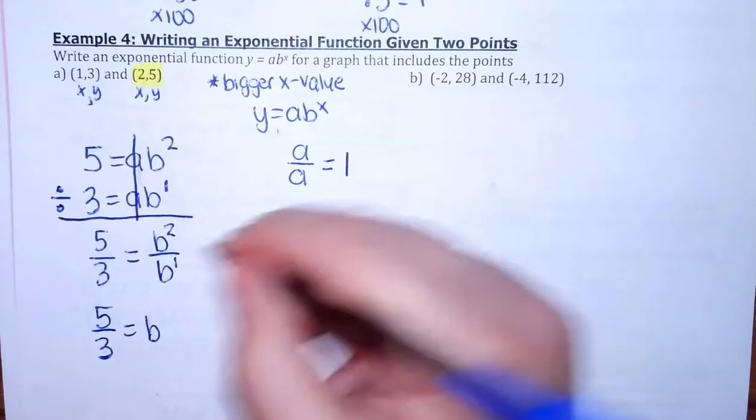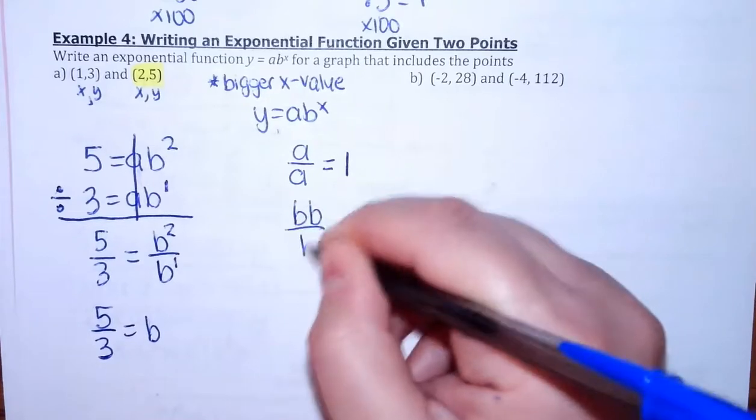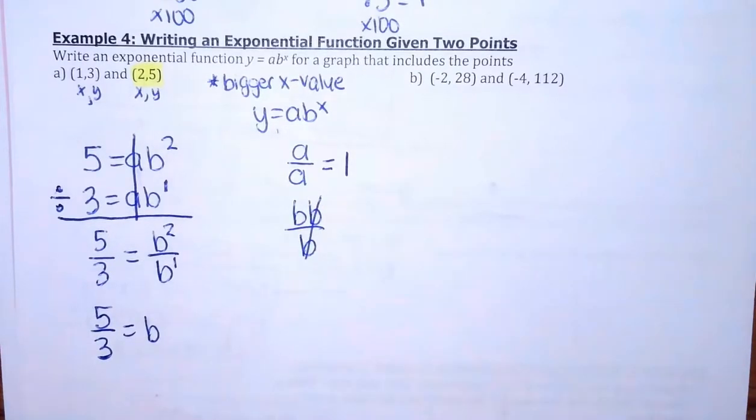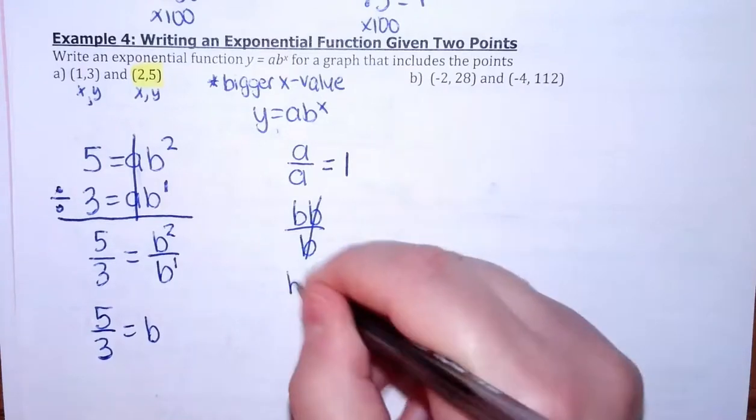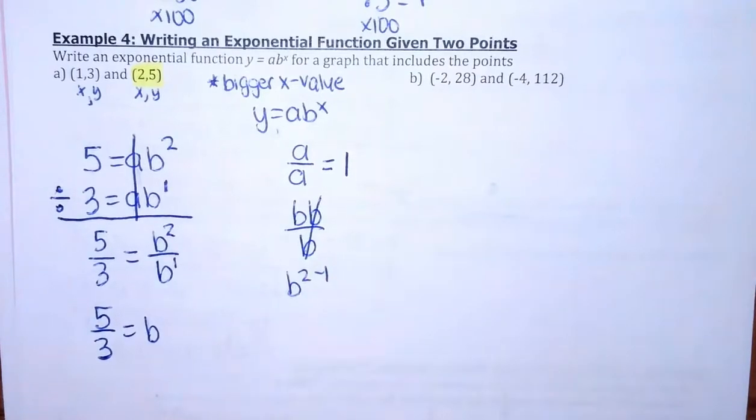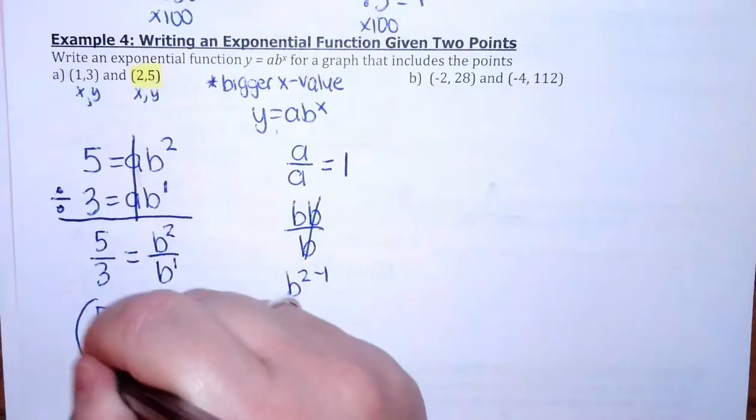If I have b squared over b, those cancel right out. Or you could subtract the exponents. We could do b to the 2 minus 1. Or you can look at that and say, where do I have more b's, the top or the bottom? And then you're going to say the top, and you have one more. All of those methods work, but this is the b value.